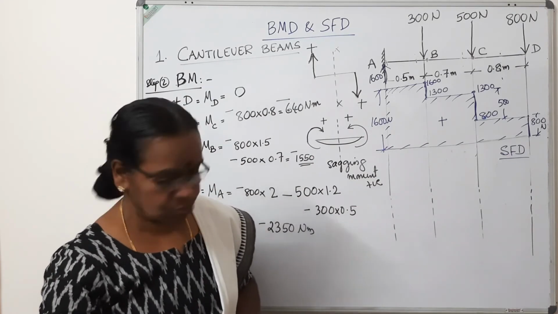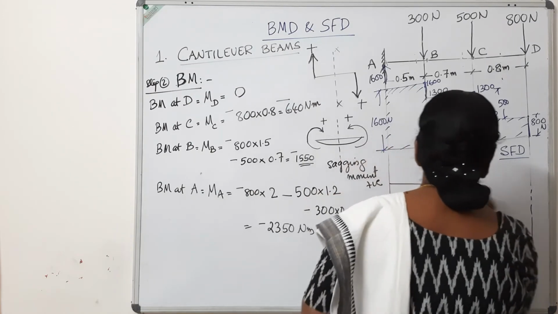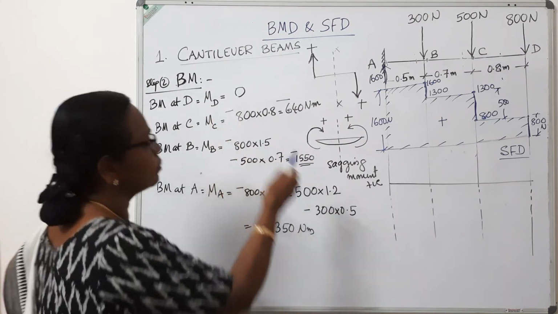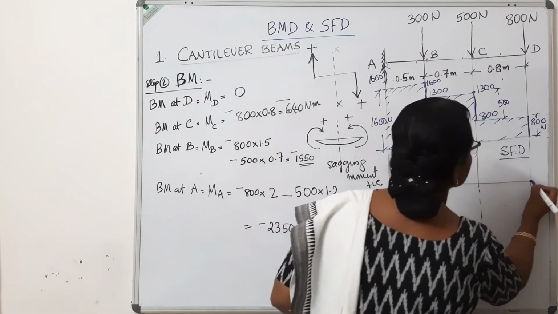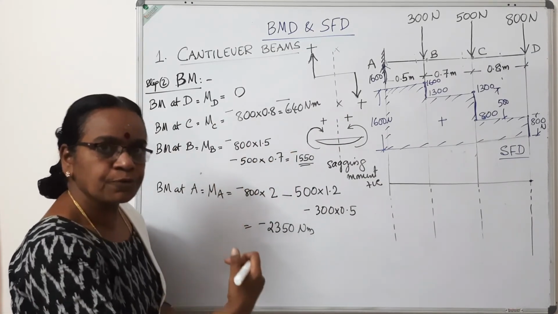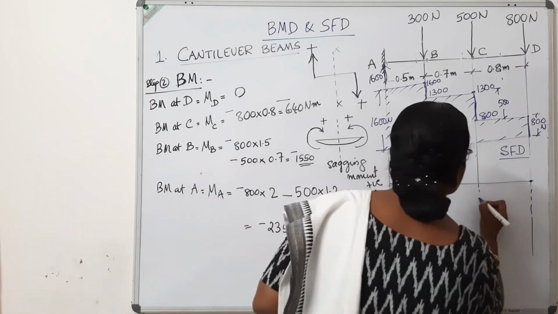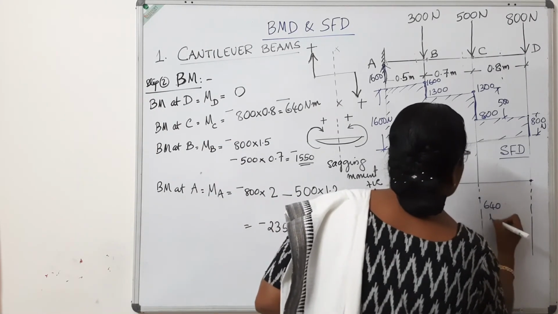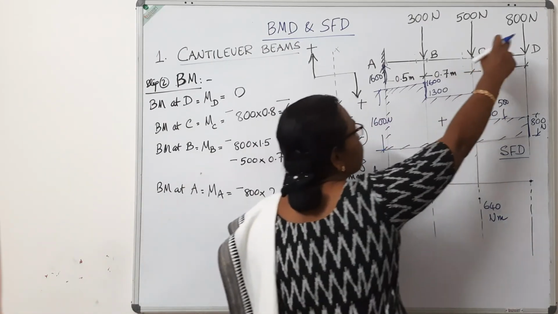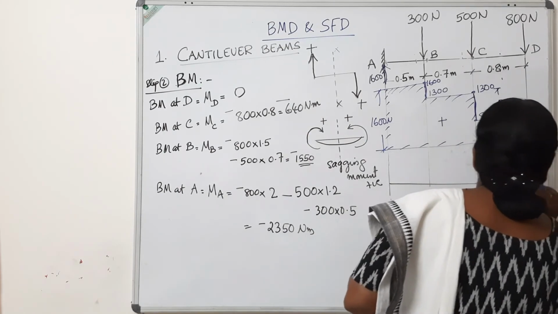So you have to start by drawing a baseline. With reference to that, first point MD is 0. So at this point 0. Second, MC is minus 640. So you have to draw 640 Newton meter to some scale below the line. So this is 640. The unit is very important, Newton meter. And connect it. Then there are only point loads, so connect them by a straight line. So connect these two by a straight line.